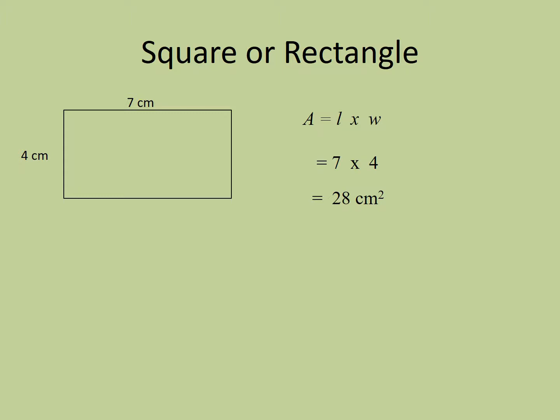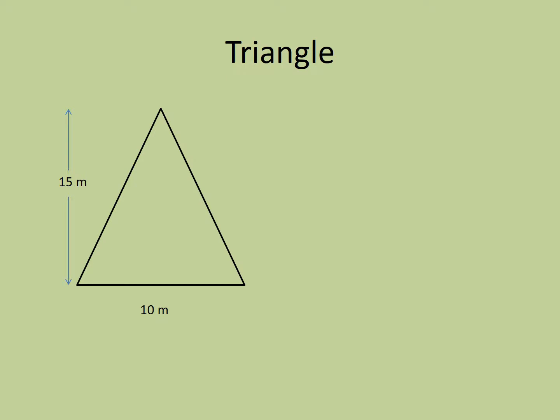7 fours are 28. That particular shape is 28 squared centimeters, or centimeters squared. Notice 3 neat, clear lines. Equals, under, equals, perfectly, neatly. That is what I will be demanding from you. Let's have a look at a triangle here now.